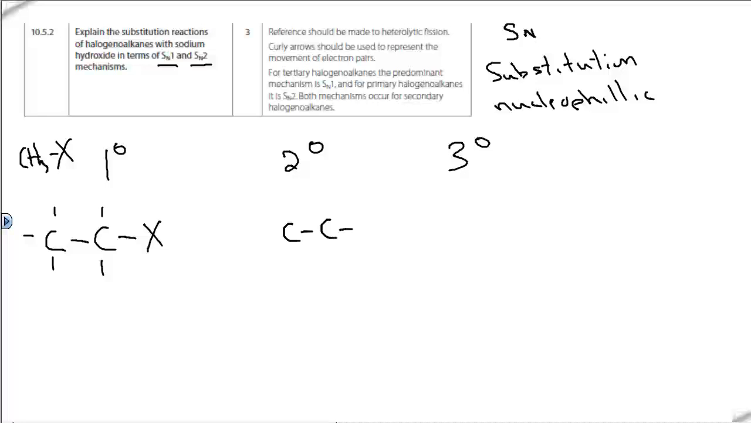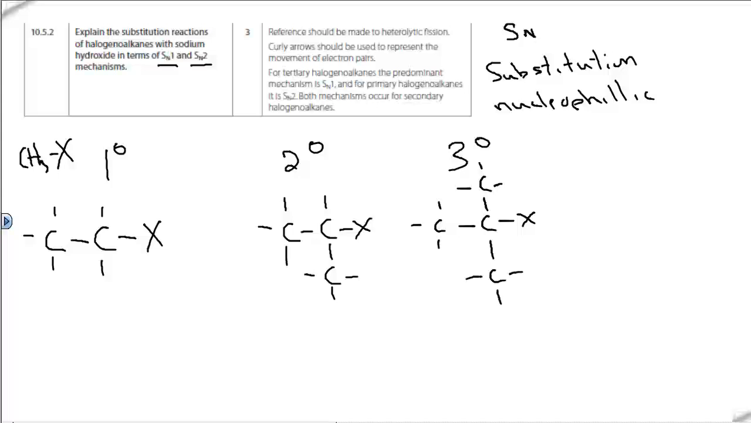A secondary has the carbon it's attached to bonded to two other carbons, and the tertiary has the carbon that's bonded to the halogen bonded to three other carbon groups. So primary, secondary, tertiary. Now the choice of which mechanism occurs is entirely dependent upon which of these is present.